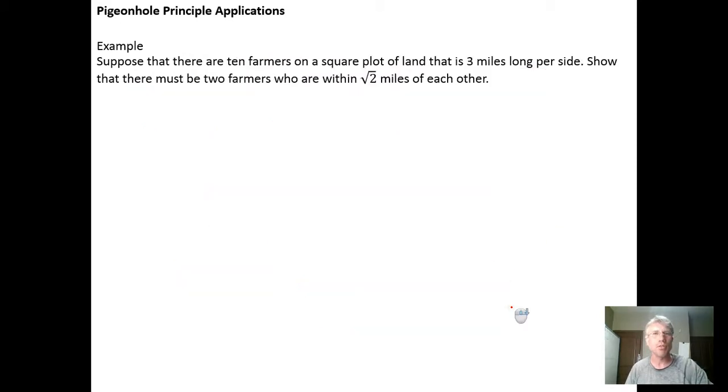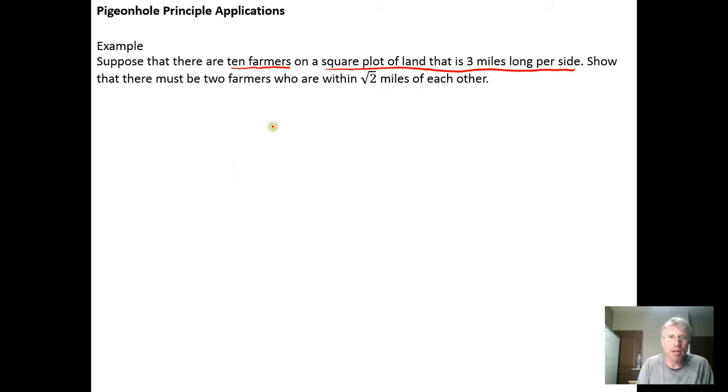So we'll shift gears and do a geometry application of the pigeonhole principle. Suppose there are 10 farmers on a square plot of land that is 3 miles long per side. Show that there must be 2 farmers within square root of 2 miles of each other.